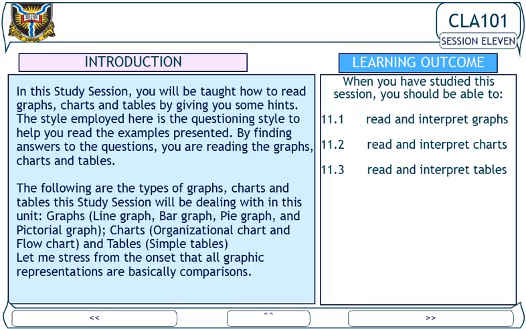The following are the types of graphs, charts, and tables this study session will be dealing with in this unit. Graphs: line graph, bar graph, pie graph, and pictorial graph. Charts: organizational chart and flow chart. And tables: simple tables. Let me stress from the onset that all graphic representations are basically comparisons.